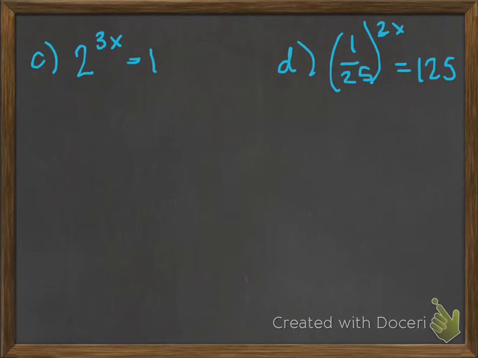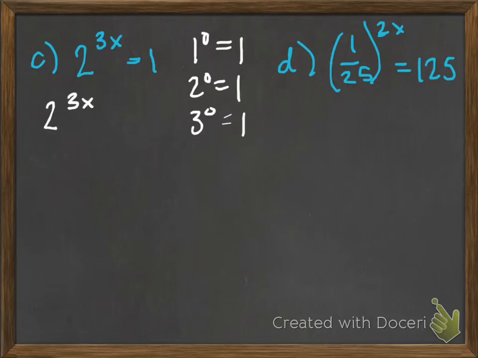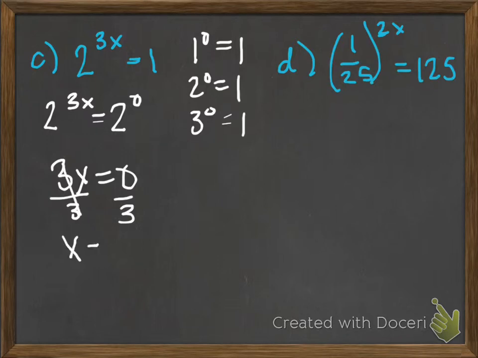Letter C, anything to the 0 power is 1. So something you should jot down next to letter C. 1 to the 0 is 1, 2 to the 0 is 1, 3 to the 0 is 1, and so on. So in this problem, letter C, I have a base of 2, so I would like to rewrite this 1 as 2 to the 0 power. Now that I have the same bases, I can say 3x equals 0, divide by 3, x has to equal 0. Again, anything raised to the 0 power is 1. We rewrote it as 2 to the 0 because I needed a base of 2.